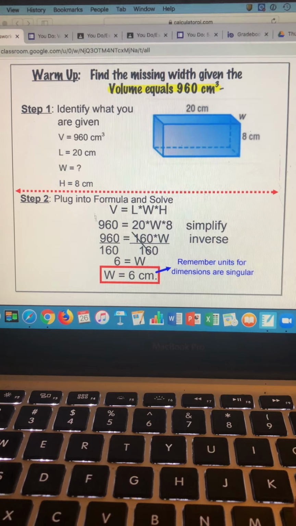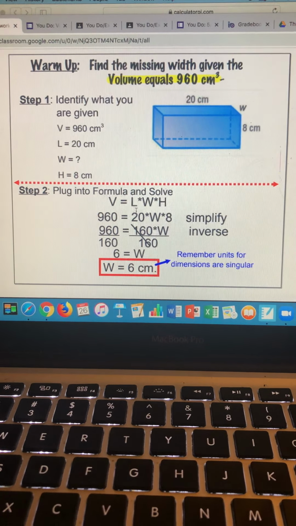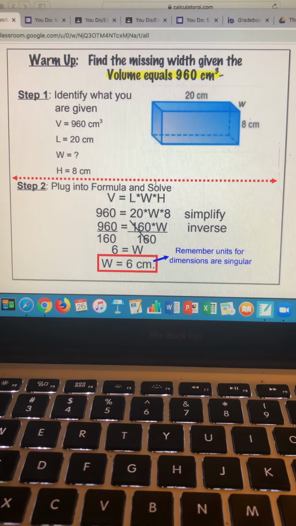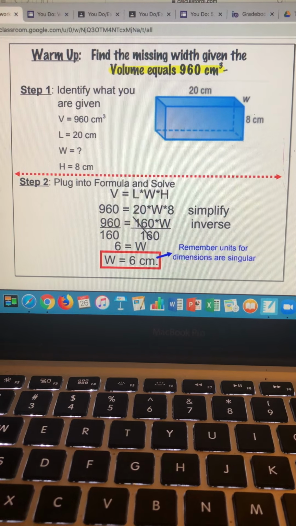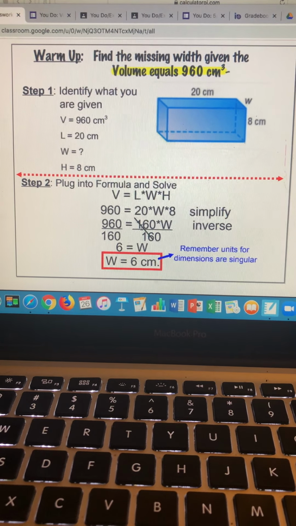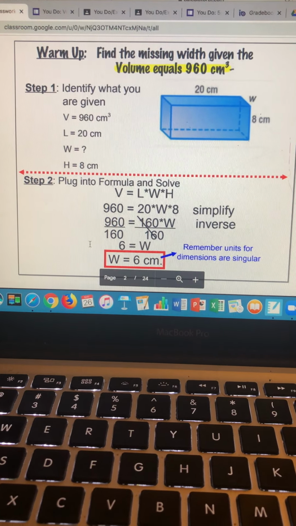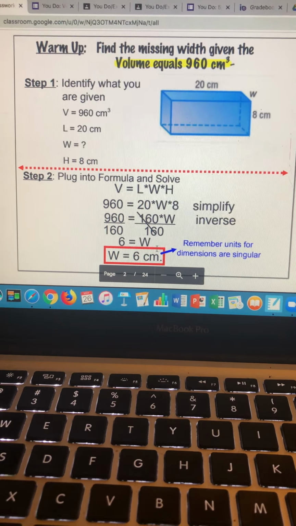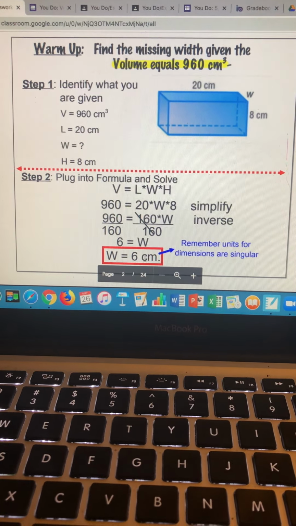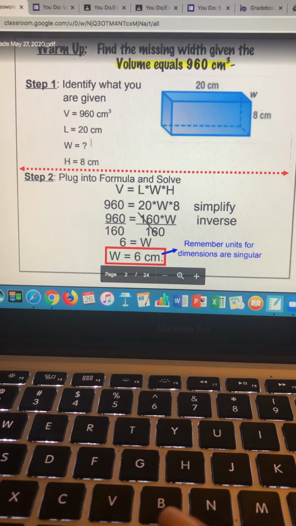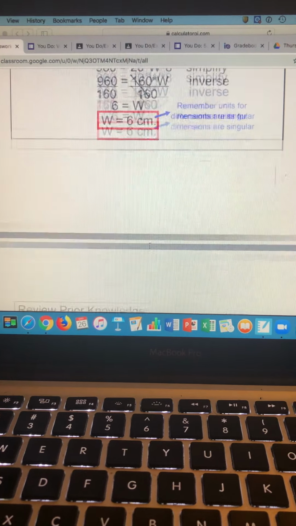So we plugged in the information we had: V equals 960, the length was 20, times W, which we don't know, times 8, the height. Simplify: 20 times 8 is 160. Then we have a one-step equation where we divide by 160 on both sides. We get a width of 6, and our units would be singular because it's only a dimension. Remember, when we find dimensions, it's singular units. When we find volume, that's when you put it to the third. Okay, a quick review from yesterday.